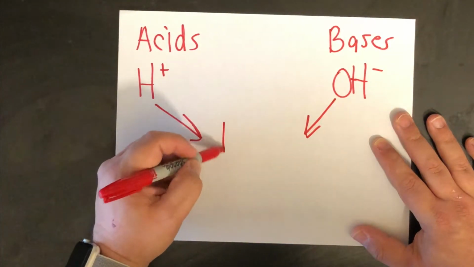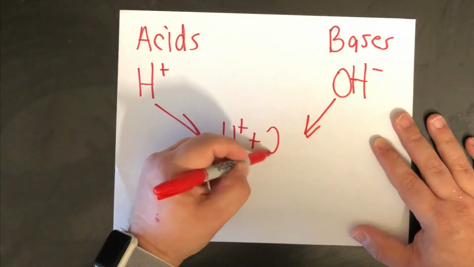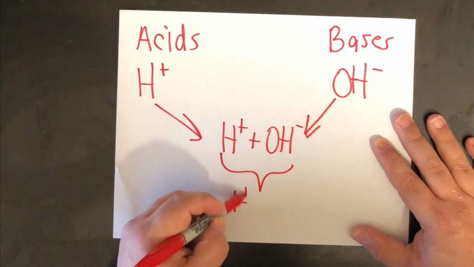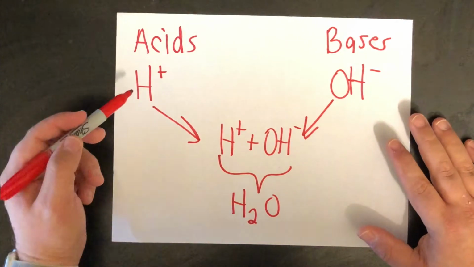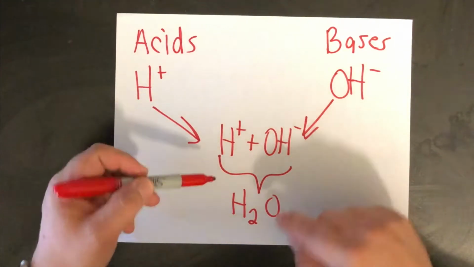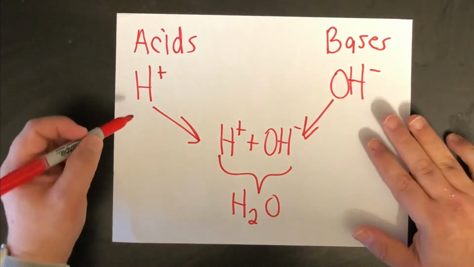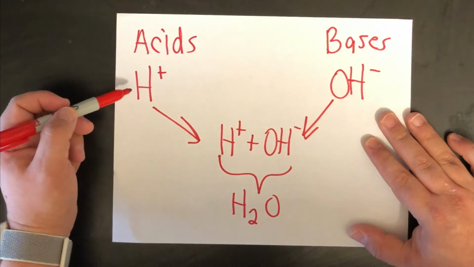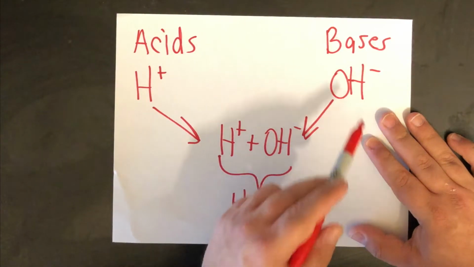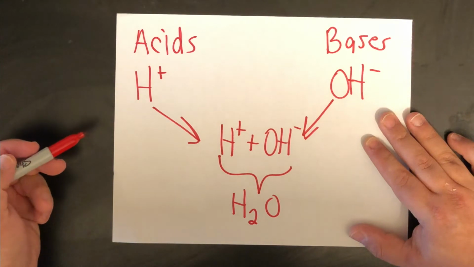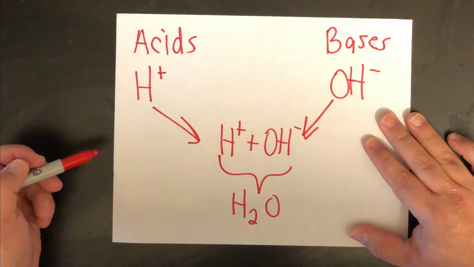And what happens when these guys meet? Well, that gives us water. So that's why acids neutralize bases, because if you have one of these and one of these, you get water and it goes to being neutral. If you have more of these than you have of these, then these cause it to become more acidic. And if you have more of these, it causes it to become more basic. So that, in a nutshell, is what pH is.